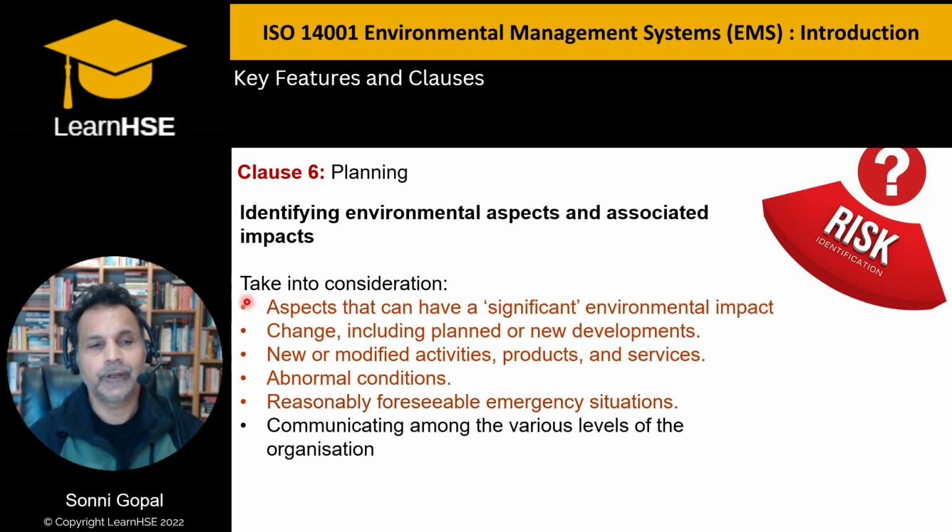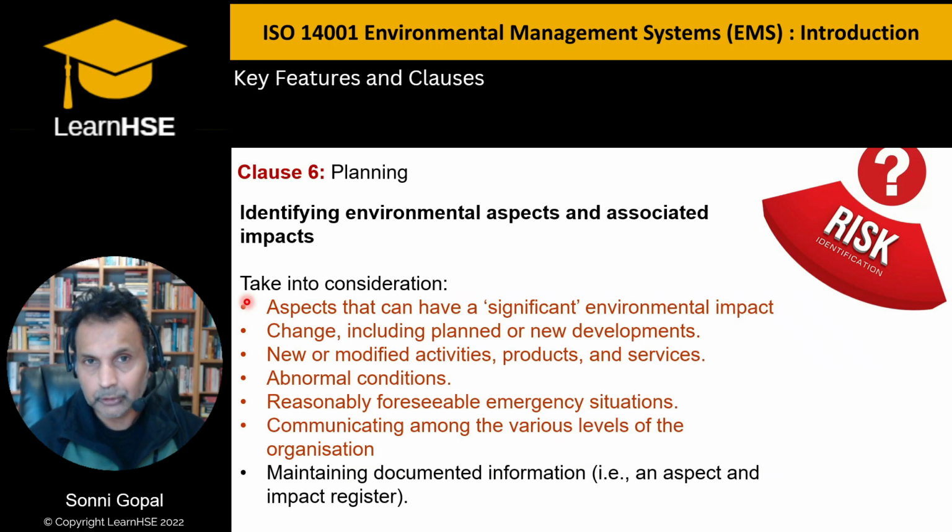We need to make sure that we're communicating these amongst the various levels of the organization so that everybody's aware of their role, their responsibilities, and what they need to do when it comes to planning and also in terms of aspects and impacts management. But most importantly, of course, we need to maintain documentation that's appropriate for this particular planning. We need to make sure that we have the aspects and impacts register in place and that the organization is aware of it and is communicating that within the organization.